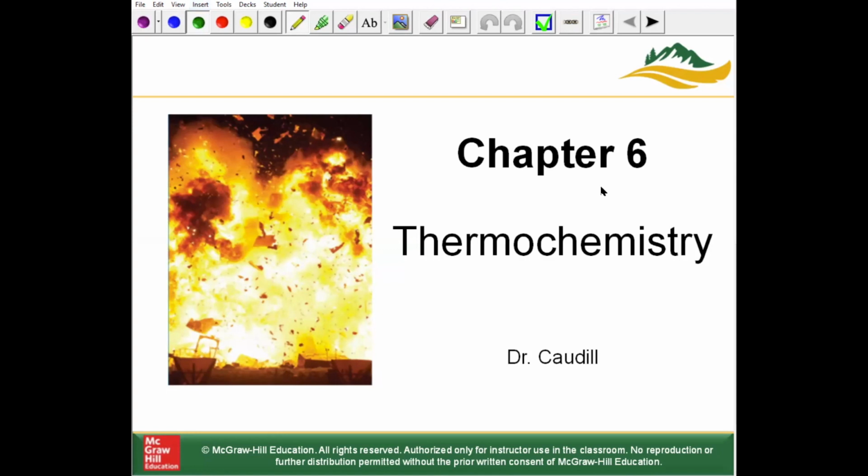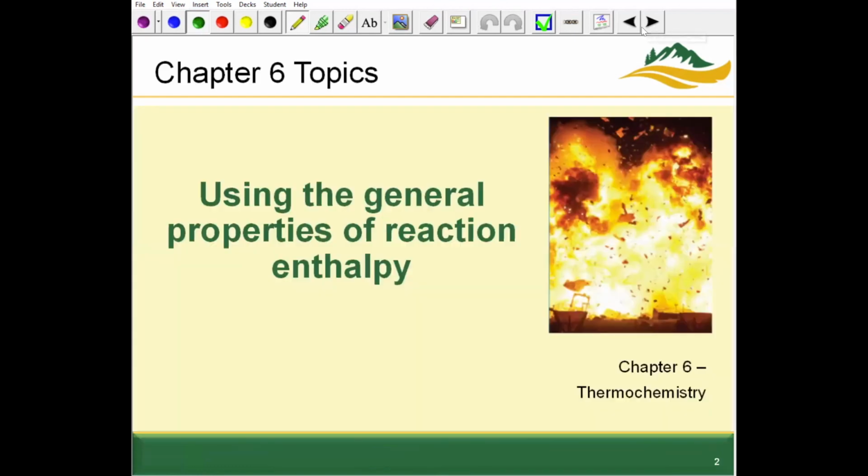Hi all, we are continuing in chapter 6 now, so still in thermochemistry. This topic we're going to go into is using the general properties of reaction enthalpy. We saw enthalpy originally in parts 1 and 2 just briefly. We're going to go into enthalpy more now.